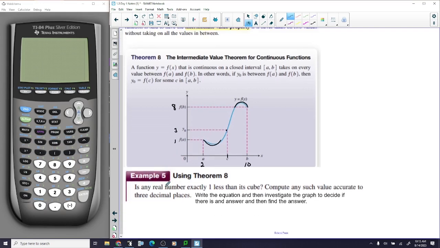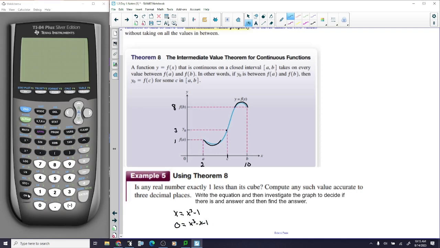Example 5: Is any real number exactly 1 less than its cube? Compute any such value accurate to 3 decimal places. Write the equation, then investigate the graph to decide if there is an answer, and then find the answer. Okay, so is any number exactly 1 less than its cube? So here's what I would do with this. I would subtract that x over. So we have x to the third minus x minus 1.